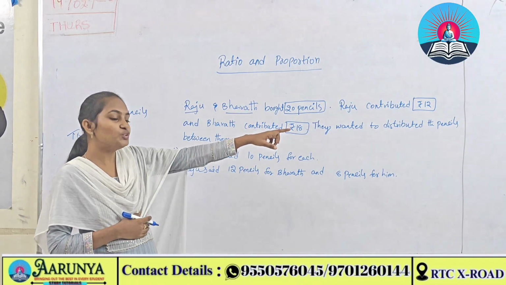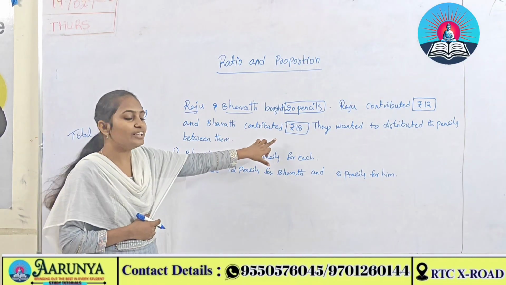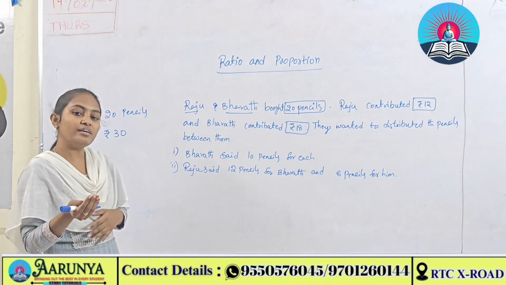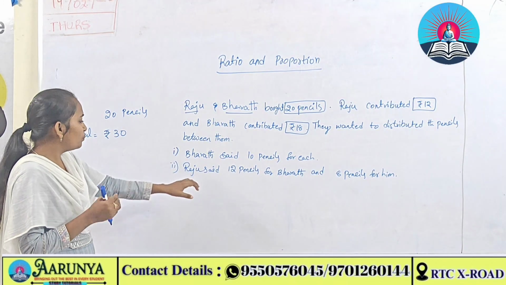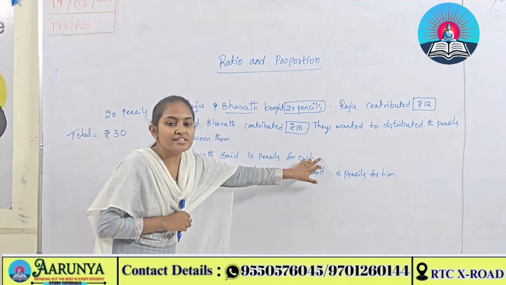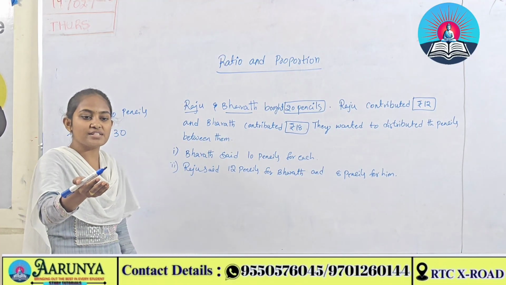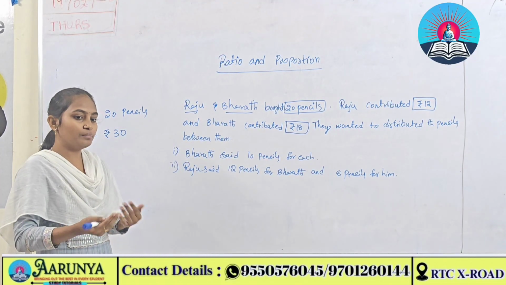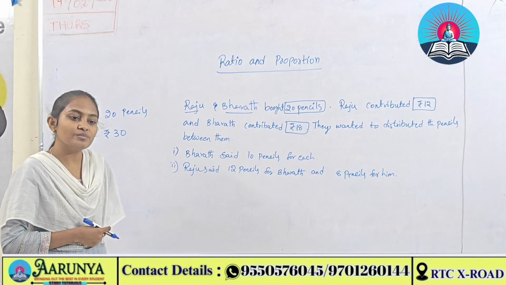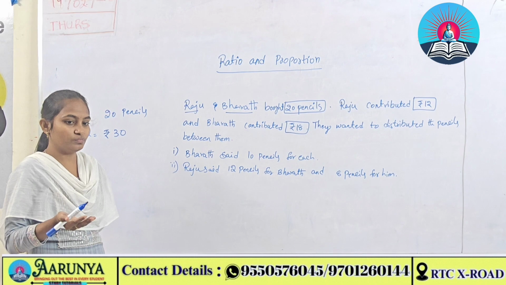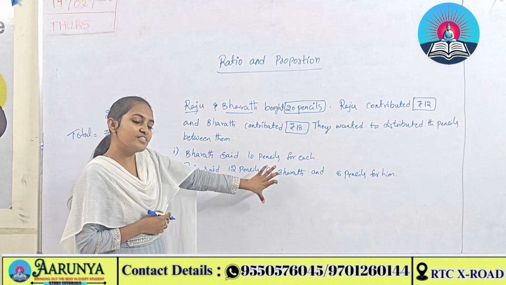Why? Because Raju gave 12 rupees and Bharat gave 18 rupees. Bharat gave 6 rupees more than Raju. So they both didn't share the same pencils, right? Because if you gave 10 rupees and Likit gave 15 rupees, would you both get the same number of pencils? No, because he gave 5 rupees more than you. So is this statement right or wrong?